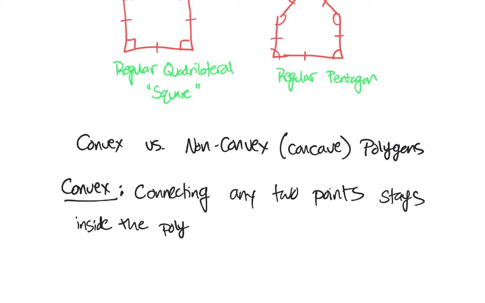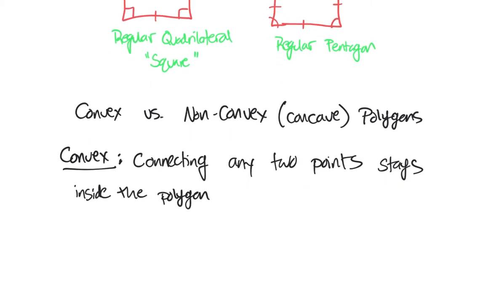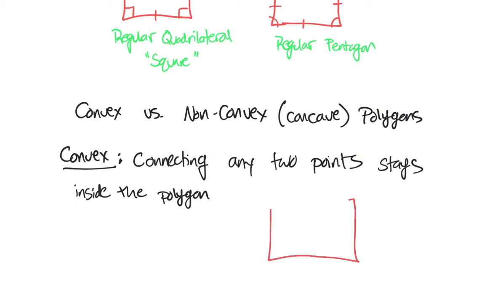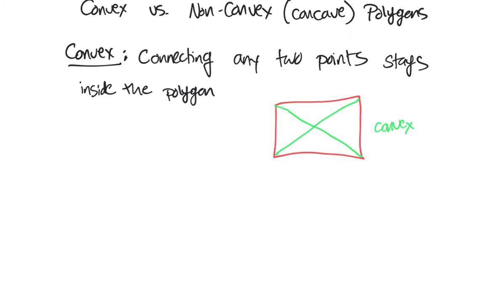And so maybe an example would be better to see that. If I were to draw, for example, a rectangle or a four-sided polygon like this, and connect any of the 2 points like this, or even if I went side to side, the segment stays inside the polygon, in the interior of it. And so I would call this convex. That's what we refer to as a convex polygon. Connecting any of those 2 points stays inside.